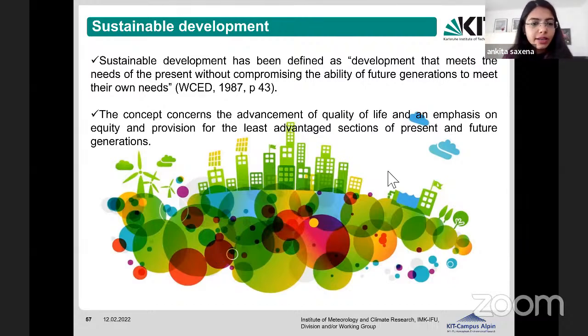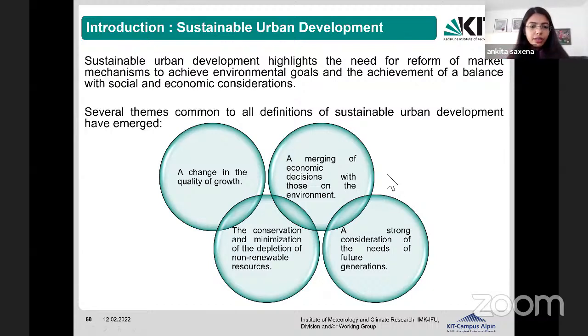So it gives us a change in quality of growth. Different environmental and economic factors can be associated with this modeling. And yes, natural resources, their depletion can be controlled with the help of modeling if we are trying to introduce different sustainable scenarios in modeling. And yes, there is a strong consideration about future generations. So this is how to develop.